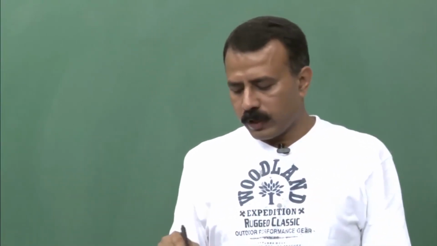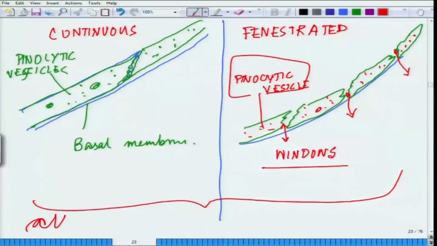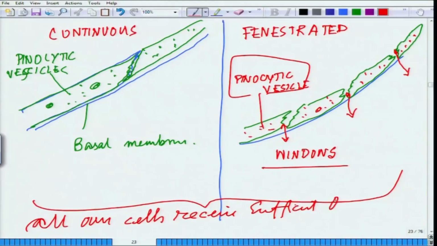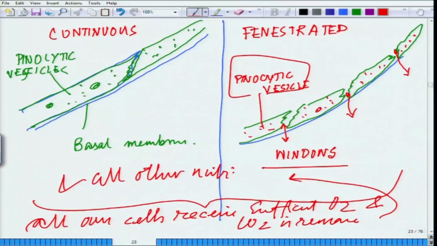So this is the feature which ensures that all our cells receive sufficient oxygen and CO2 is removed, and all other nutrients are supplied.